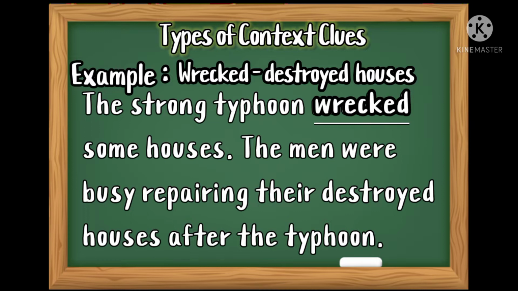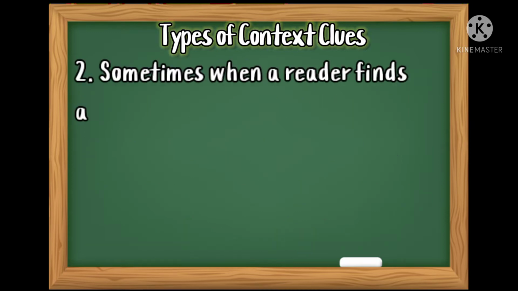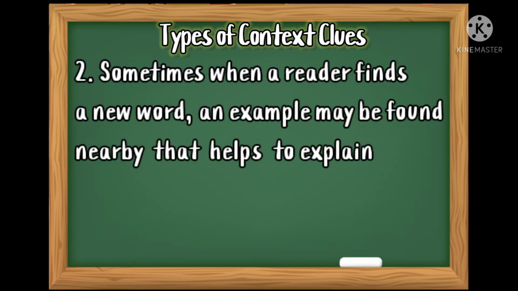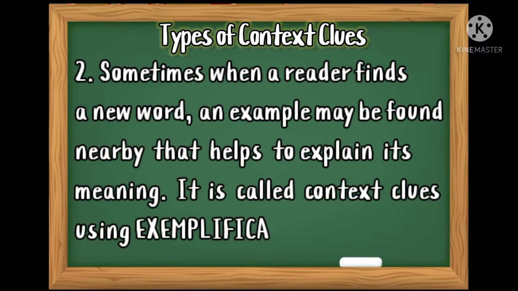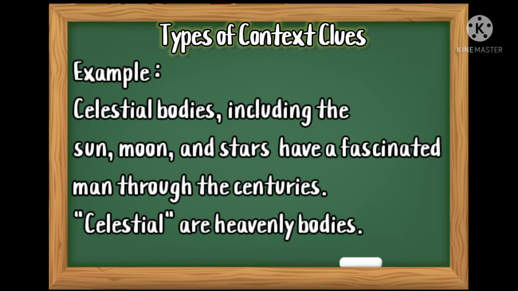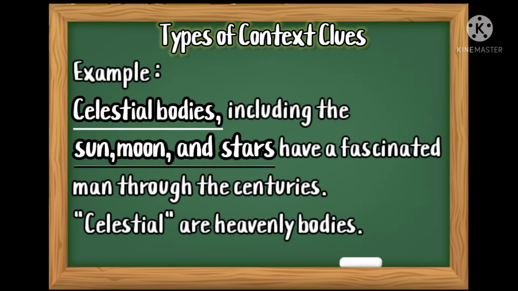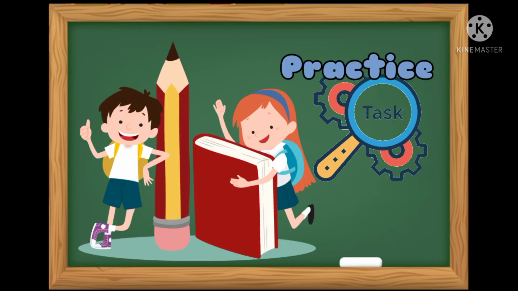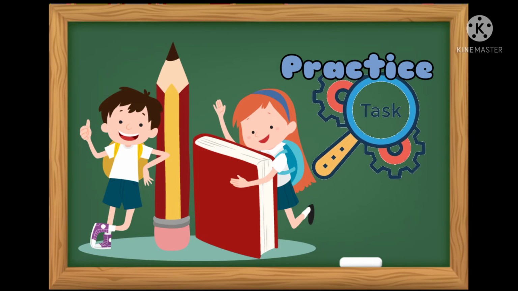Destroyed houses. Number 2. Sometimes, when a reader finds a new word, an example may be found nearby that helps to explain its meaning. It is called context clues using exemplification. Example: Celestial bodies, including the sun, moon, and stars, have fascinated man through the centuries. Celestial means heavenly bodies.